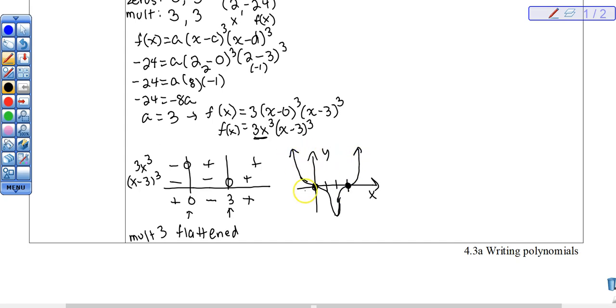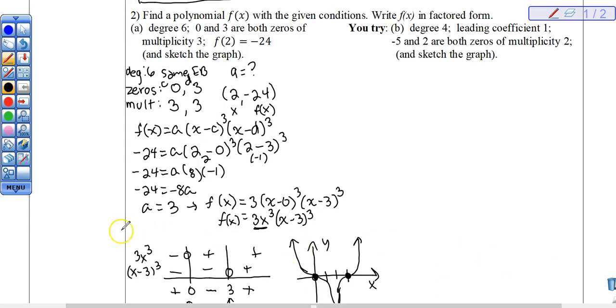And you remember that graph I showed you at the beginning of the period? That was that one. Remember it did that. And it actually goes down pretty low. So there you have it. Now you do one. You try B. So press pause, try it out, and then press play and see if you got it right.